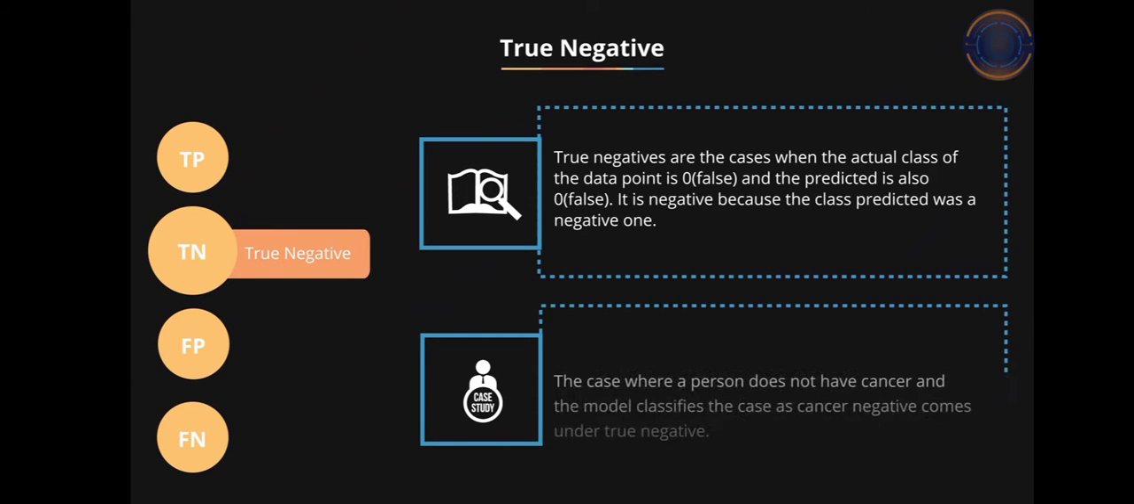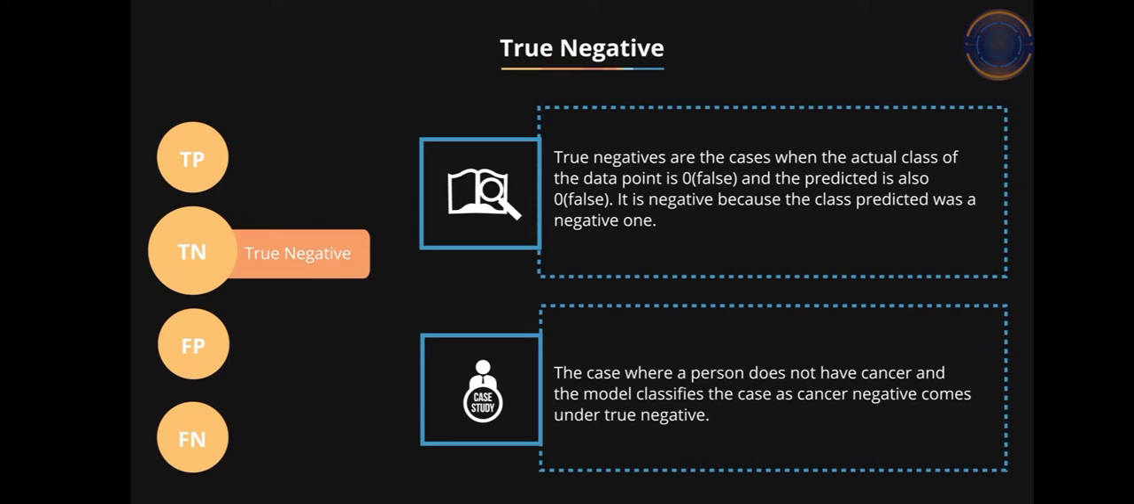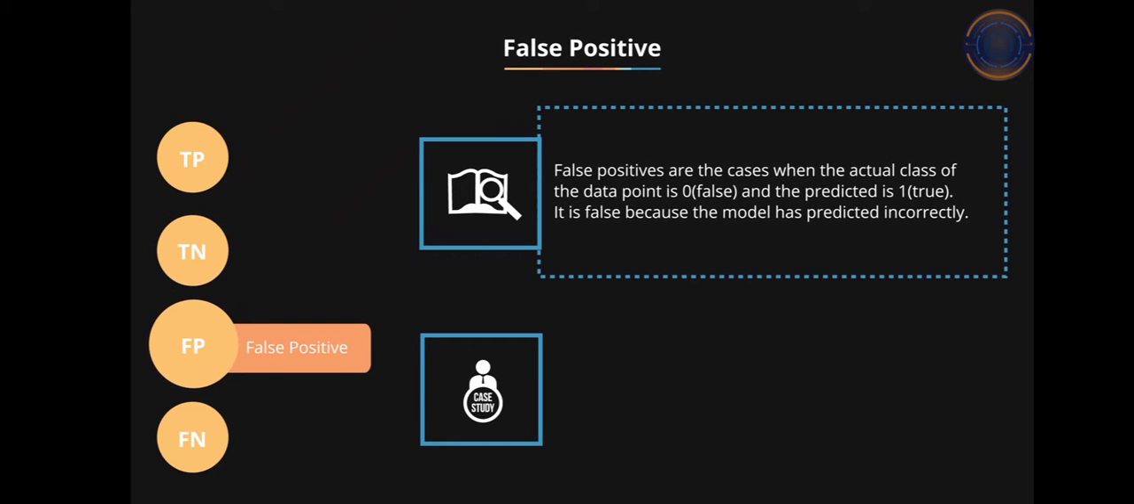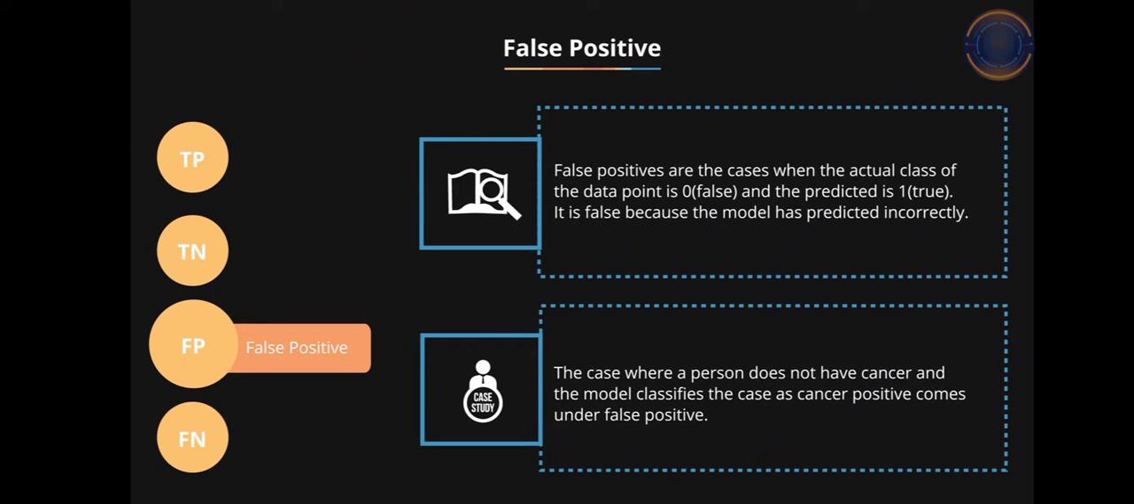For example, when a person does not have cancer and the model classifies the case as not cancer, it comes under true negatives. False positives are when the actual class of the data point was 0, false, and the predicted was 1, true. It is false because the model has predicted incorrectly, and positive because the class predicted was a positive one. For example, a person does not have cancer and the model classifies the case as cancer.